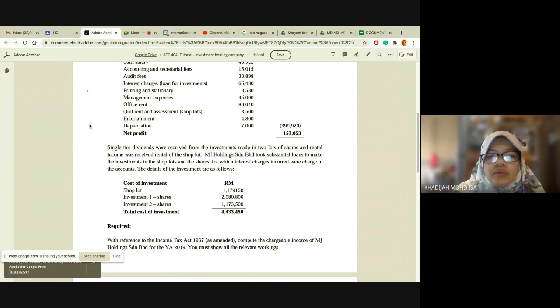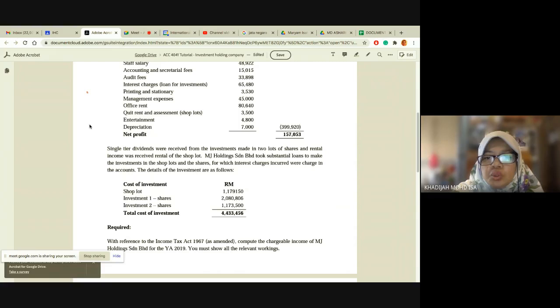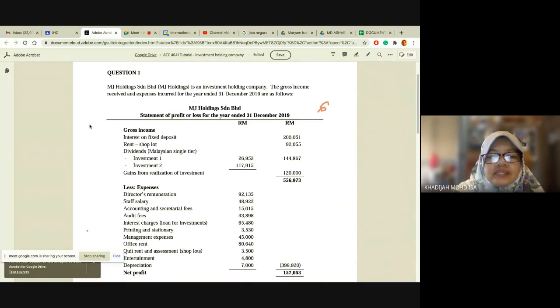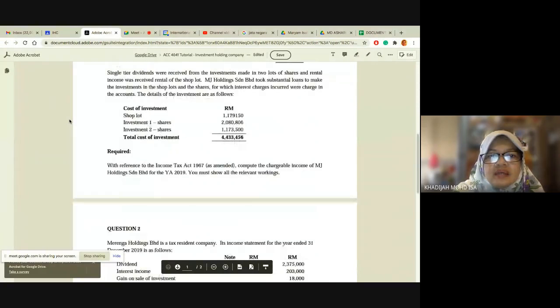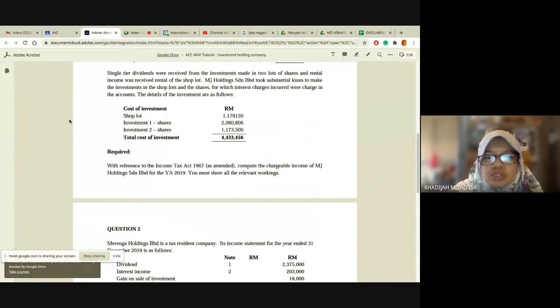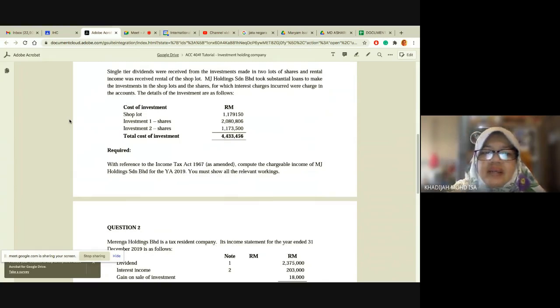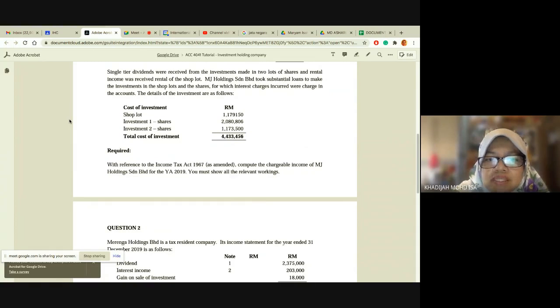and rental income received from the rental of the shop lot. MJ Holdings took substantial loans to make the investment in the shop lots and the shares. So it means that the loan is only for your rental income and your shares dividend income. So shop lot, shares 1 and shares 2, total cost of investment is 443,3456. Required to compute chargeable income of MJ Holdings Sdn Bhd for YA 2019.